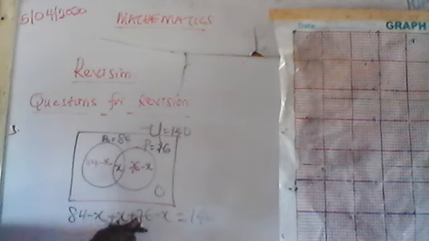If you add your 84 plus 76, no, look at it first. This one is minus x and this one is plus x. It will cancel each other. And you now have 84 then plus 76. Add your 84 plus 76. What will it give you? Look at it very well.